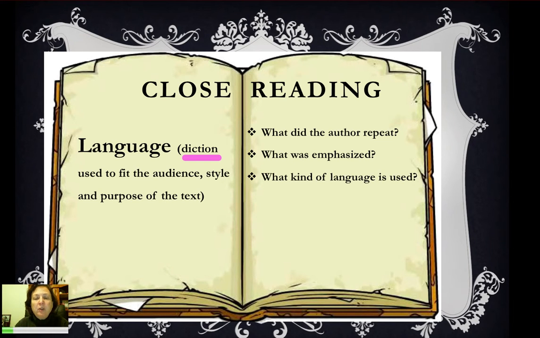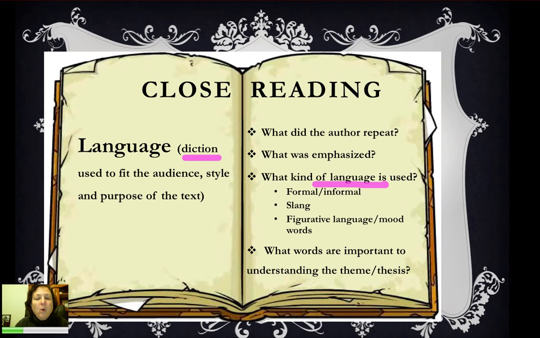What kind of language is used? And when I'm talking about kind of language, I'm talking about whether it's formal or informal, whether it's slang, whether it's figurative language, which is more connotative, or mood words, or what words are important to the understanding of the thesis and the theme. Symbols, all that kind of imagery, all going to contribute to the ultimate theme or message of the story. And all are really, really important.